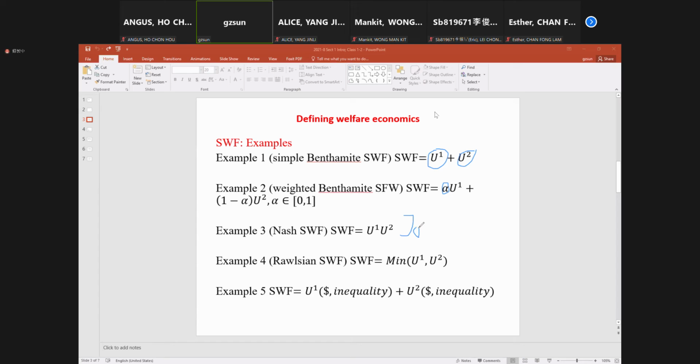Another example is given by this person, John Nash. I believe everybody has heard about Nash equilibrium. This Nash is that Nash. John Nash is basically a mathematician, but he published several extremely important papers in game theory and in economics in the 1950s, and eventually he got a Nobel Prize for his contribution to game theory and economics.